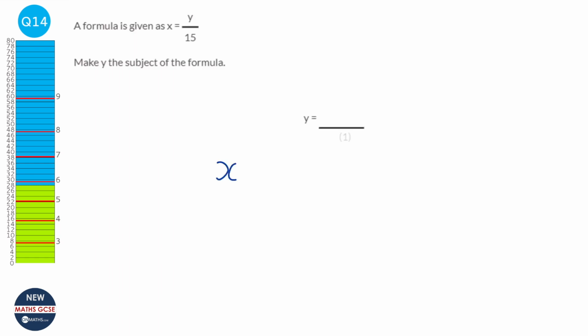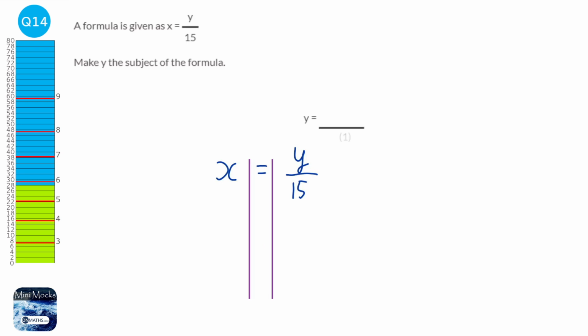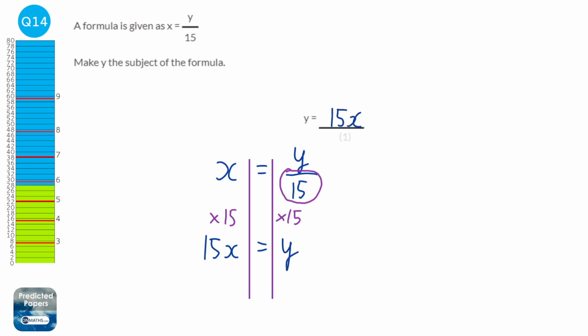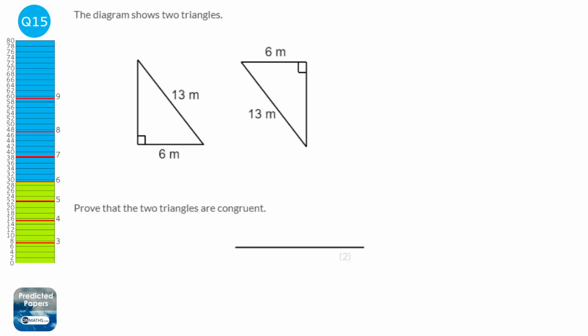So we're just going to copy this out first of all. So we've got x equals y over 15. Now we're asked to make y the subject, which means we want y on its own. What's stopping y from being on its own? Well, it's divided by 15. That's what over means. It means divide. So how do we get rid of that divide by 15? Well, we do the inverse or the opposite, which is times 15. So we go times both sides by 15. X times 15 is 15x. And it will get rid of this fraction here and just leave y. So y is 15x.